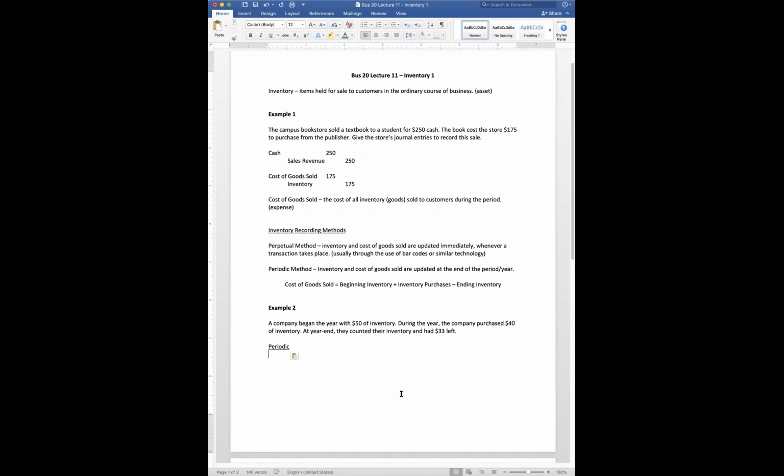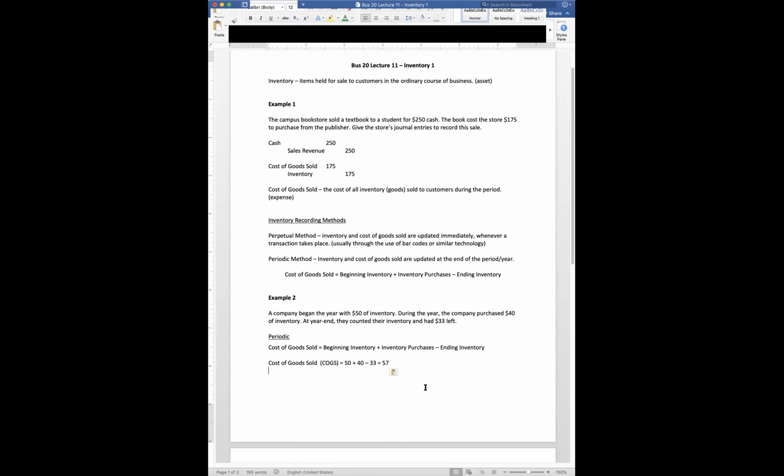All right, so let's look at example 2. A company began the year with $50 of inventory. During the year, the company purchased $40 of inventory. At year end, they counted their inventory and had $33 left. Okay, so let's put this into our cost of goods sold formula. The beginning inventory we know is $50. The purchases were $40 and the ending inventory was $33. So cost of goods sold is $57.